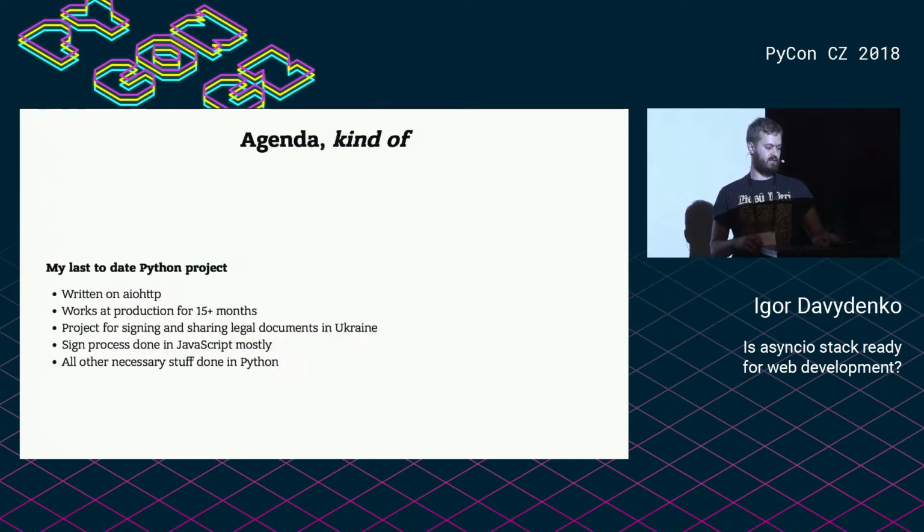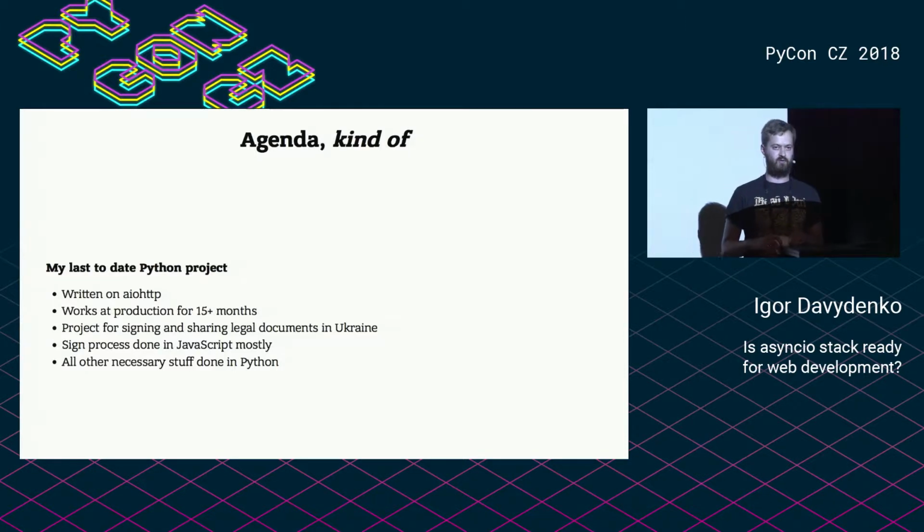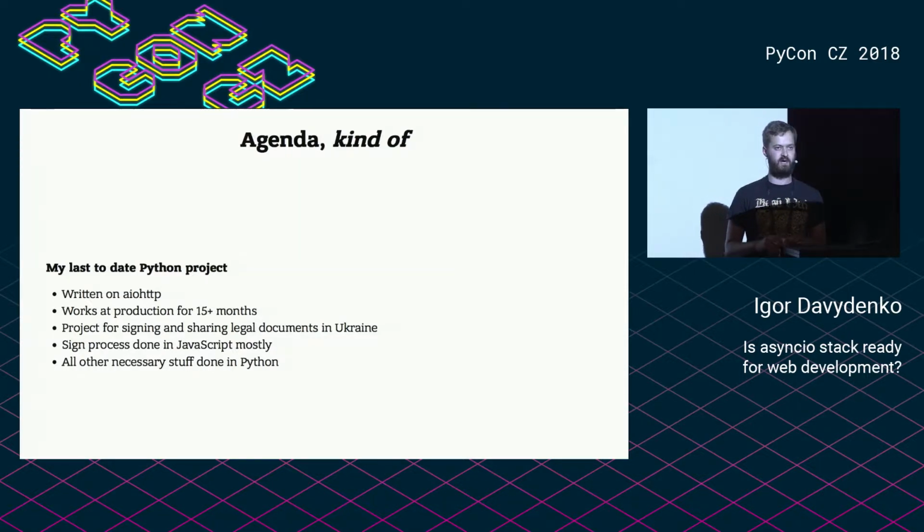Yeah, and the agenda today is that we'll talk about my latest Python project that has been running in production for 15 plus months. It's written on aiohttp. The project is for signing and sharing legal documents in Ukraine, so it's a real project with real users, real business, etc. Some processes are done in JavaScript because they need to be done in the browser rather than sending the data to the backend. But all other necessary stuff is done in Python with aiohttp.